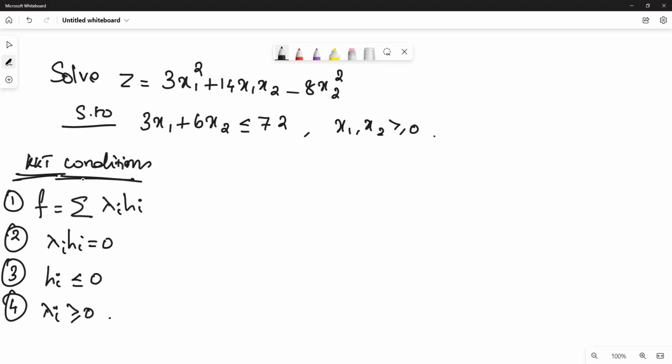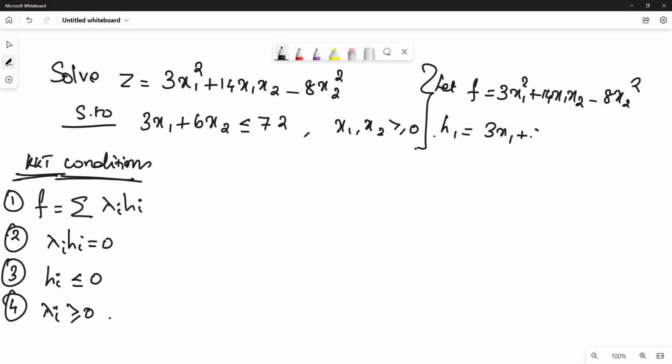Okay, first let us relate the question with the notations we used in the constraints. The nonlinear function given in terms of z, we take it as f. So from the question, we just rewrite with the usual notation. Let f is equal to 3x1 square plus 14x1 x2 minus 8x2 square. And the subject to constraints are nothing but hi's. So here only one constraint is given, so only h1. What is h1? It is equal to 3x1 plus 6x2 minus 72.